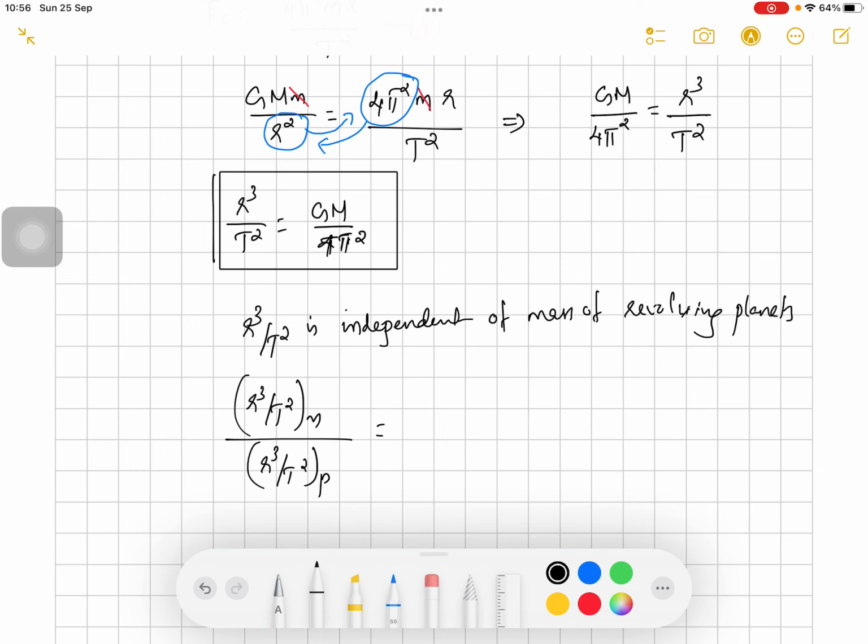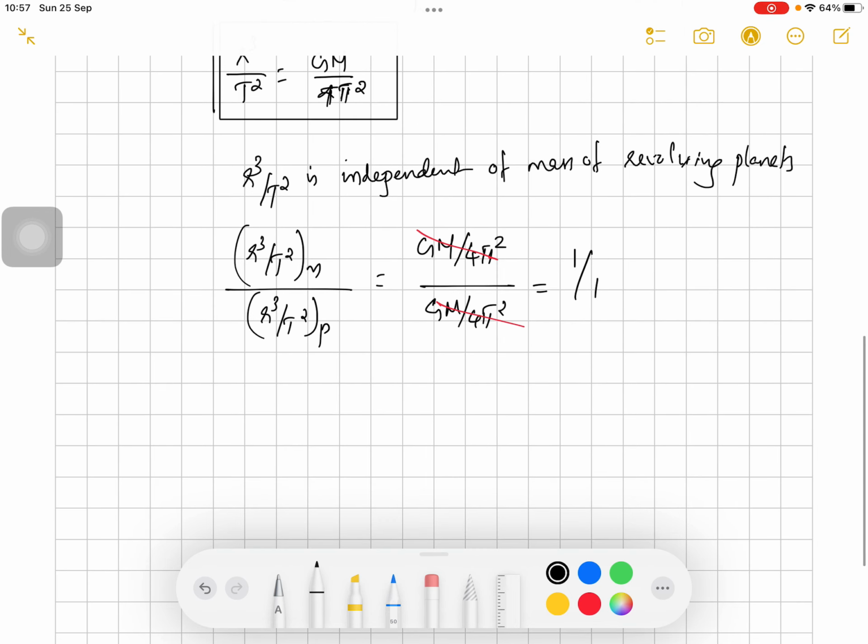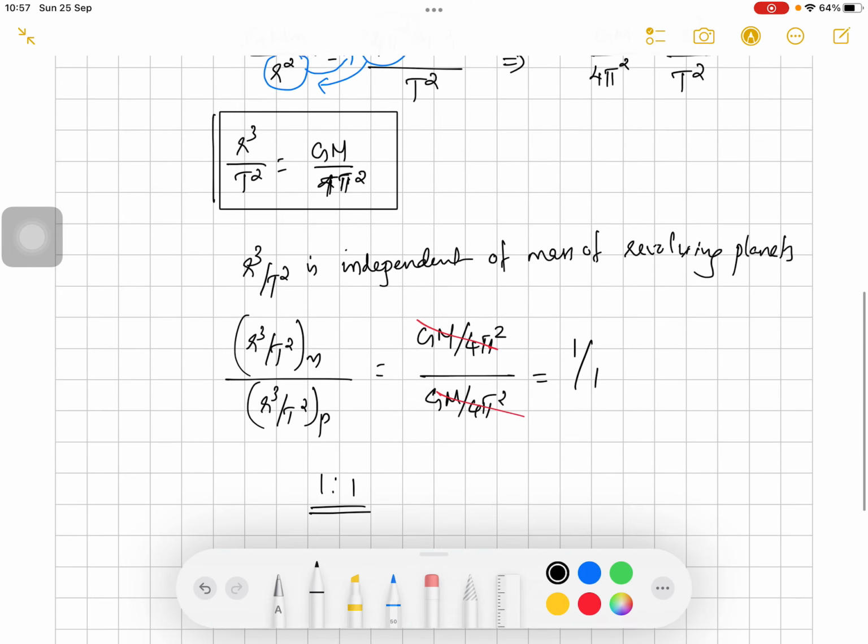If you use the relation, GM by 4 pi square is for Mercury, and that same value GM by 4 pi square is also for Pluto, and you can cancel that. That means the ratio is 1 by 1. So the answer is 1:1, which is the correct answer to that particular question.